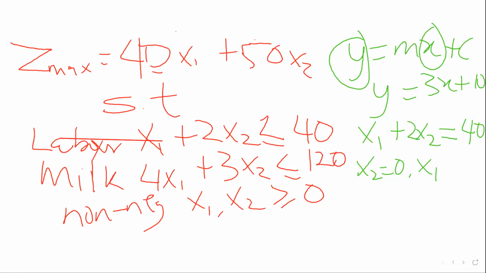X1 will be 40 in this case. Exactly. So if x2 is 0, x1 will be 40. That's what it will be. x1 will be equal to 40. So now we go back to our plot to go and plot that so that we don't get lost. You have to do it.